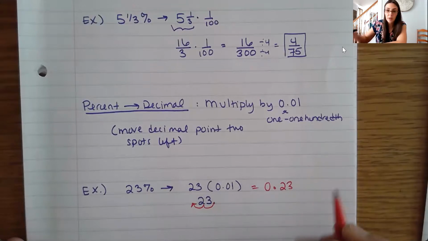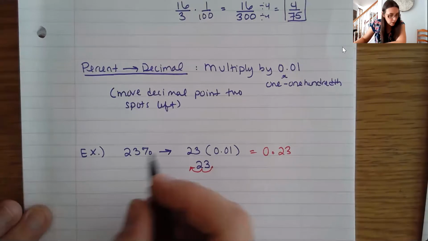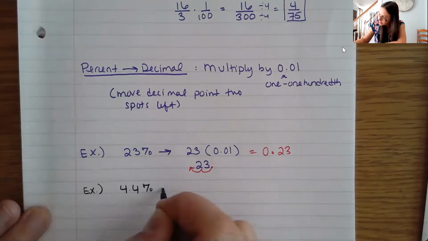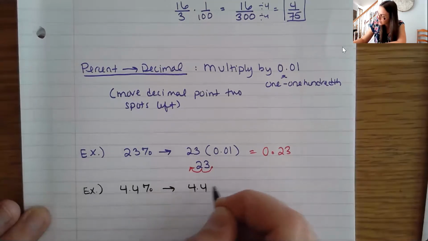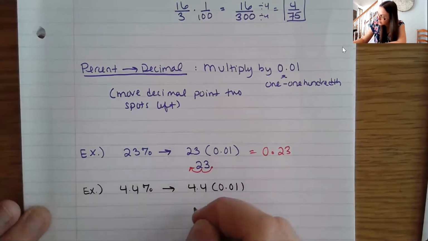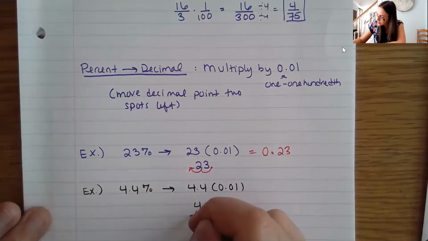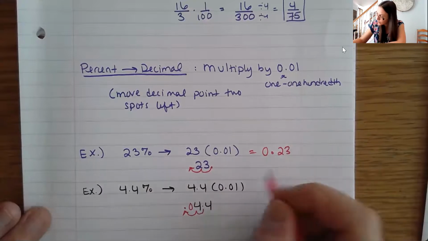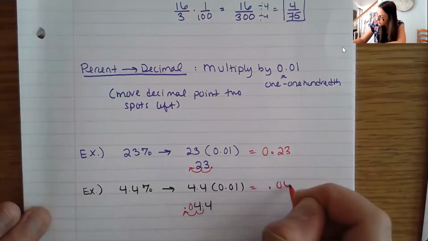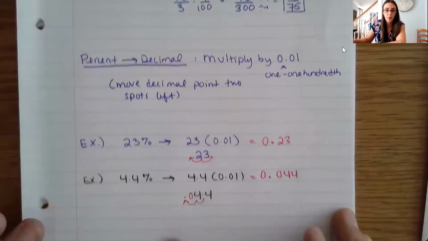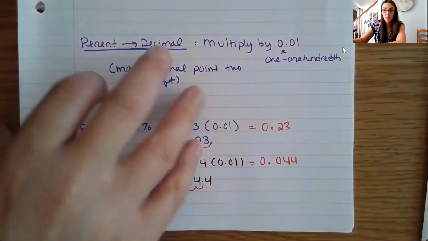So if you prefer to just use your calculator and multiply it out, you can. But again, there is a pretty easy shortcut here. So let's do 4.4%. Again, you would do 4.4 times 0.01, but that basically just means to take that decimal point and move it 2 spots to the left. So we get 0.044. Let me do a few more examples.